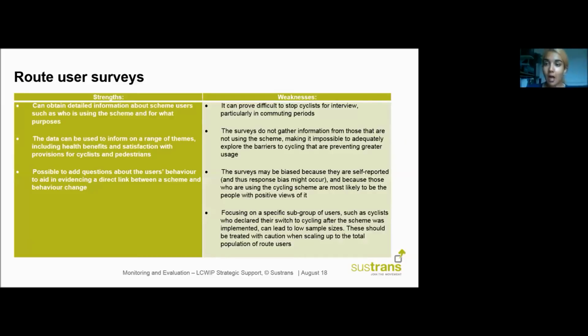especially when the weather is poor. The same way that manual counts are affected by weather, so are user surveys. And you are only surveying individuals at one specific site. So if a route is particularly long, for example, then a consideration needs to be made around whether the information gathered at one location can apply to the entire length of the route. And it also means that you're not surveying people who are not using the route, and therefore not getting an understanding of any of the barriers to using the route. So it is only about people who are using the route.